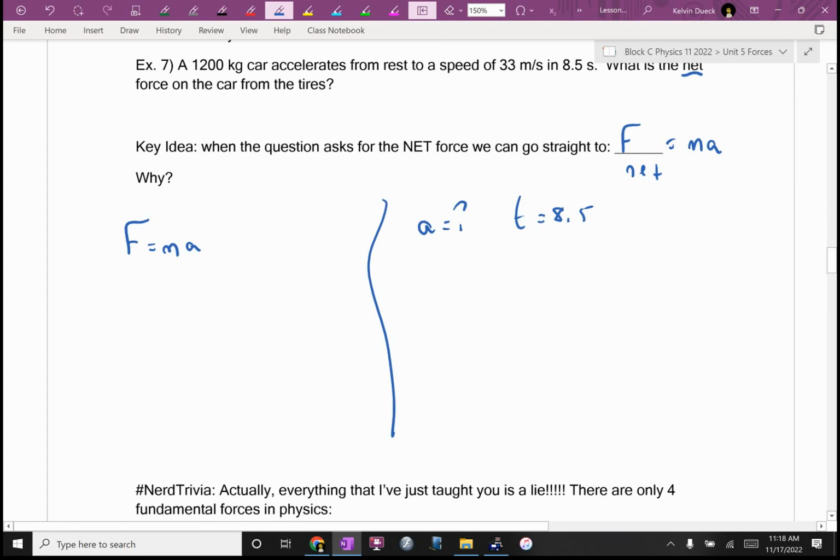What's VI? How did you figure that out? Oh, from rest. And then VF is 33. Looking for an equation that's got an A, a T, a VI, and a VF. There is one. Get the A by itself. Which equation, Taya, my angel?